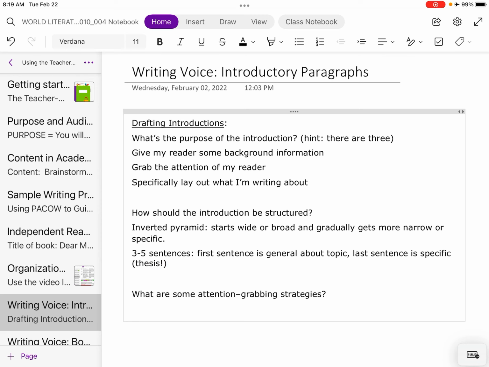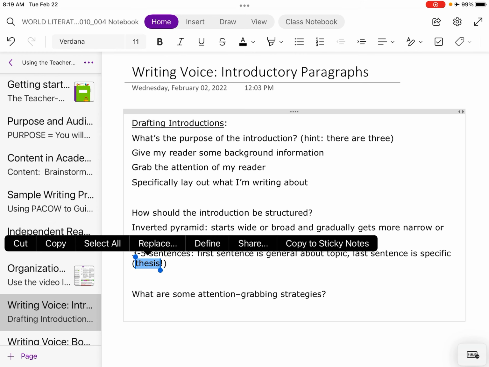Okay, and let me bold that. Maybe, if I can get it to highlight. There we go.